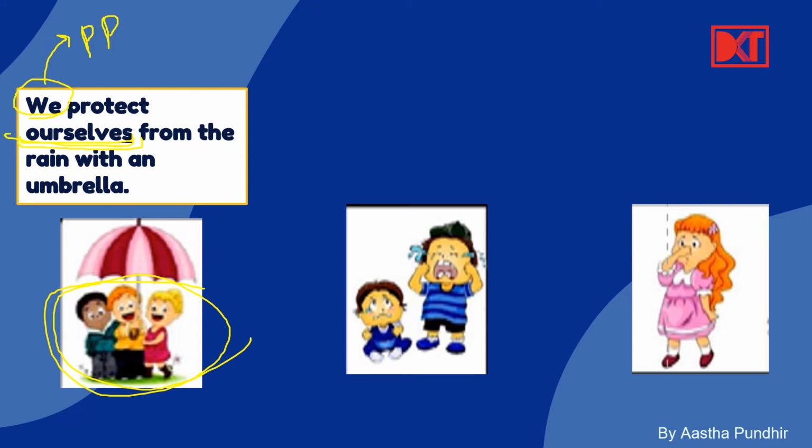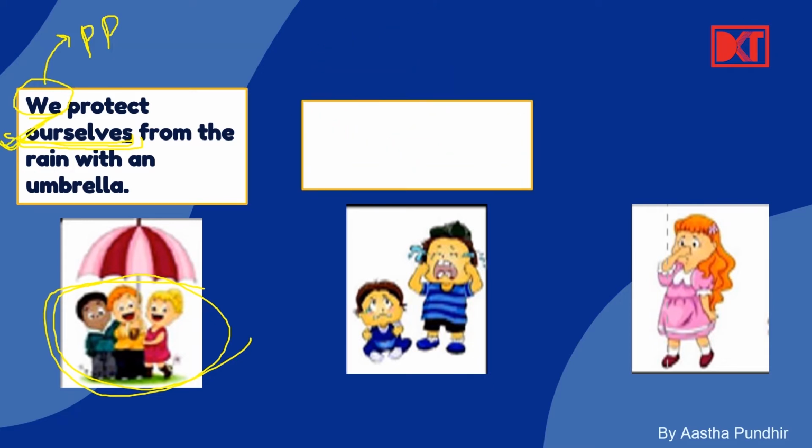So the subject and object is same. जो subject है, जो ये kids हैं, जो हम लोग हैं, we are doing the action on ourselves. मतलब हम अपने आप को protect कर रहे हैं, किसी और को नहीं, अपने आप को. So we protect ourselves. Subject and object are same. So we use a reflexive pronoun ourselves. Now next.